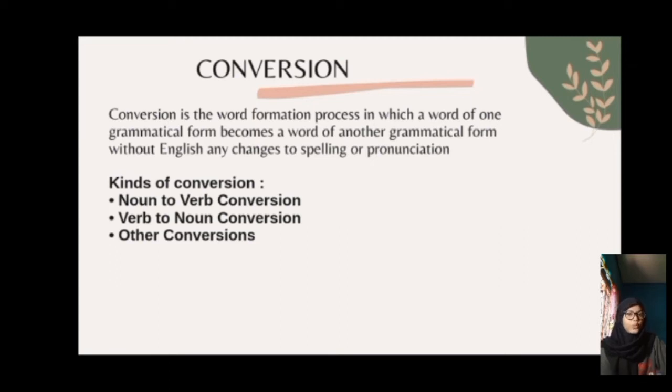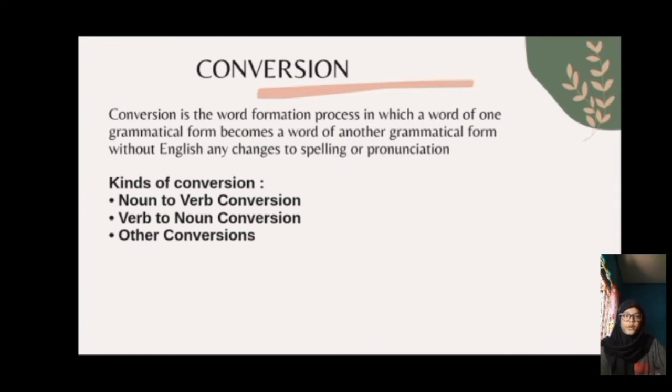Conversion. What is conversion? Conversion is the word formation process in which a word of one grammatical form becomes a word of another grammatical form without any change to spelling or pronunciation. Here there are three kinds of conversion. The first is noun to verb conversion, the second is verb to noun conversion, and the third is other conversions.